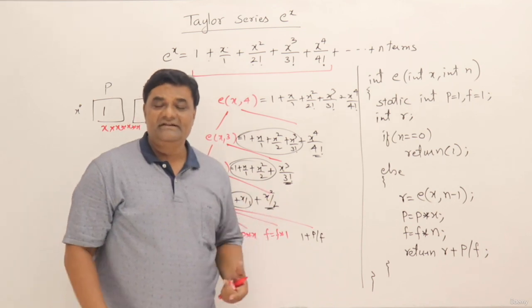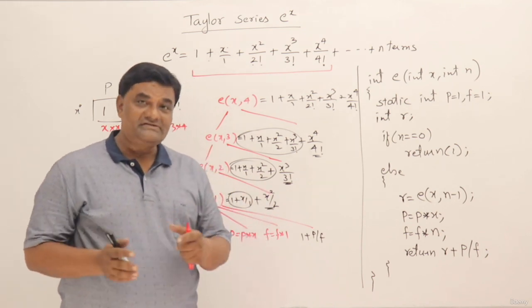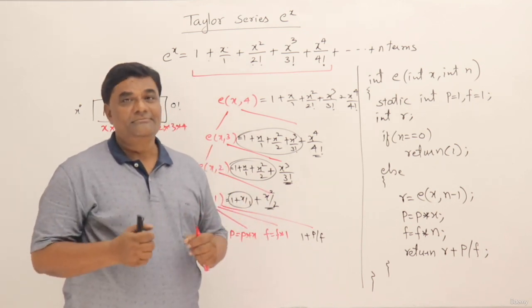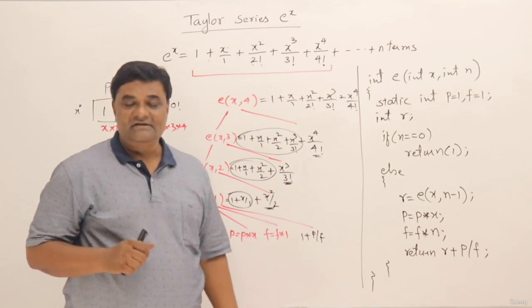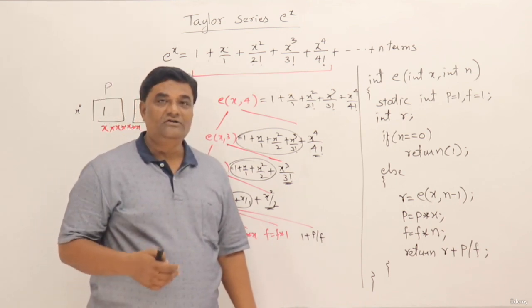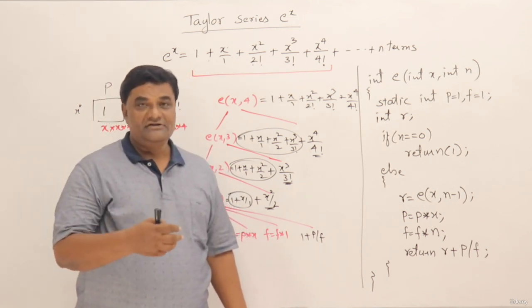For the same Taylor series, we'll look at one more approach, which is a faster method and takes fewer multiplications for getting the result. So I will show you the approach and also I will write a recursive function for that one.